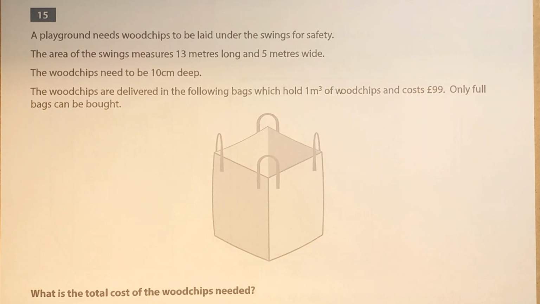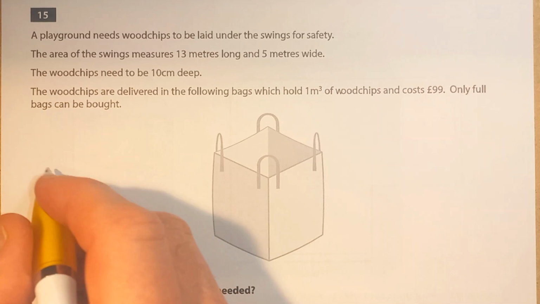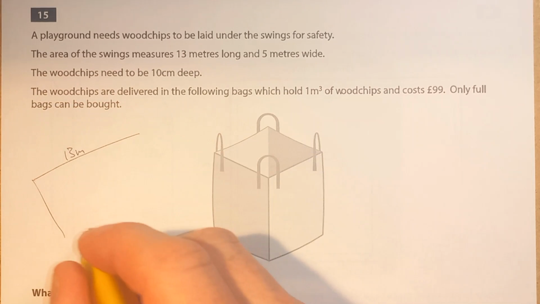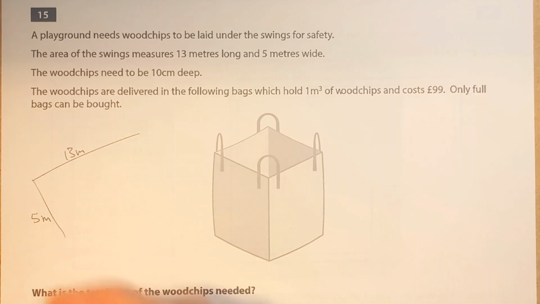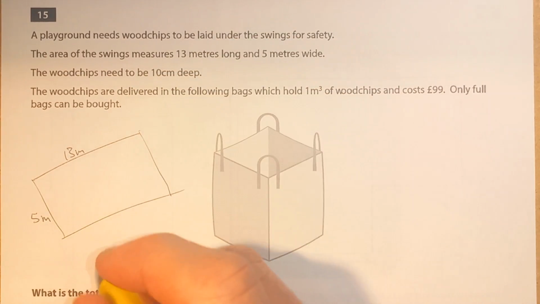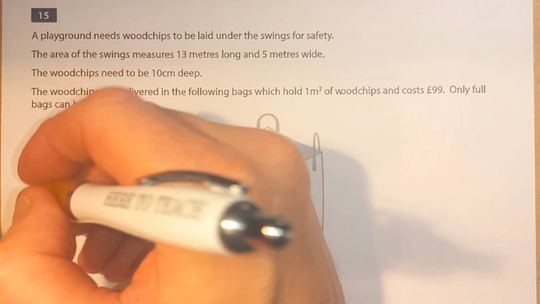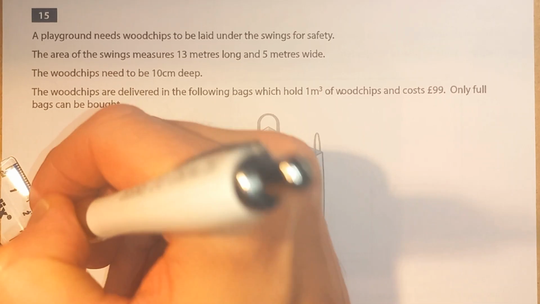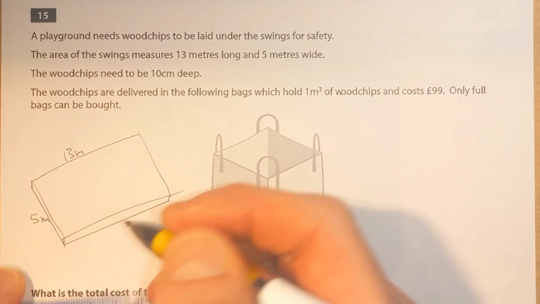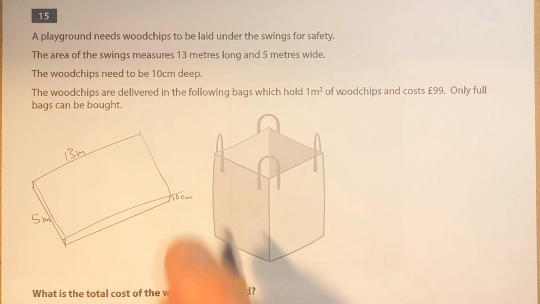Okay, right, well it's quite hard to really see what's going on here. So let's draw a little picture. So we've got this space which is 13 metres long and 5 metres wide. The reason I've drawn it at an angle here, well, one, it's just a sketch, but it's 10 centimetres deep, so I can also draw on here. We're going to make this sort of 3D. So this is the kind of area that we're trying to fill. So we're saying that this is 10 centimetres deep.